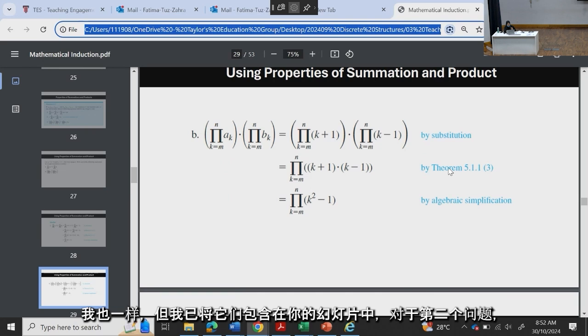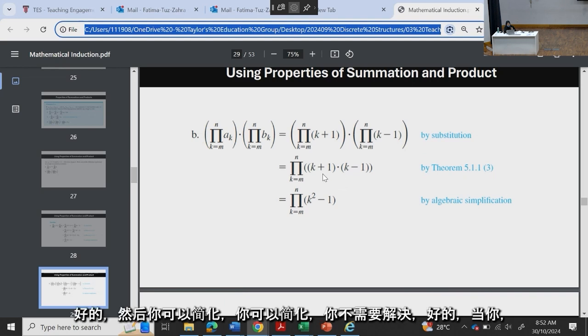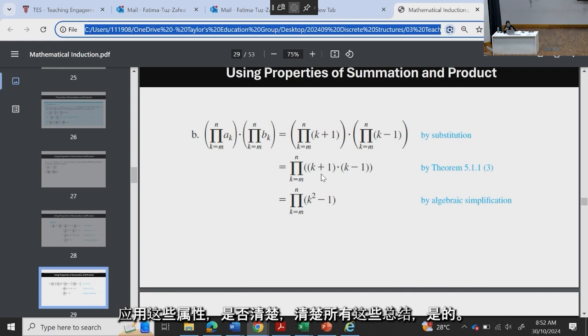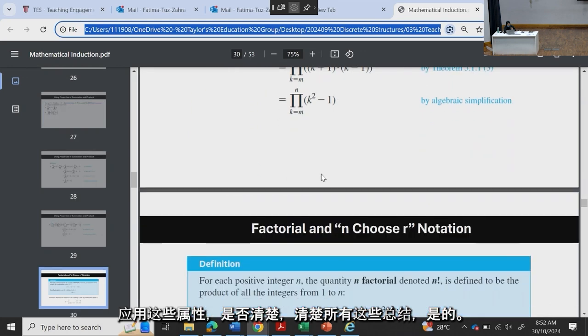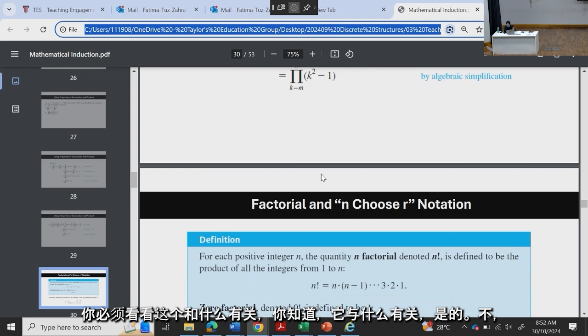And for the second question, you are applying the third property, which is for product notation. So here it is mentioned. And then you can simplify. If you can simplify, you don't need to solve when you are applying the properties. Is it clear? Clear all these summations?